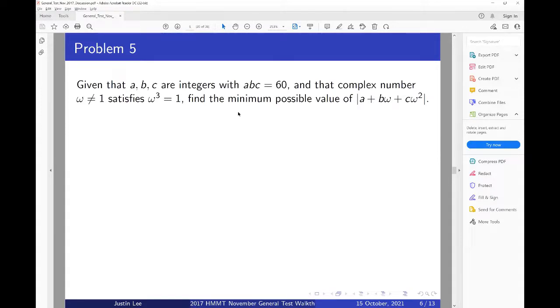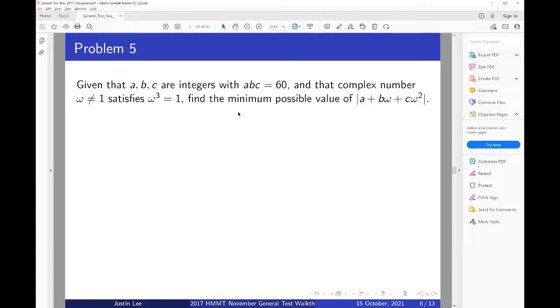Now, this is quite a weird problem in the sense that we've got a finite, although not necessarily small, number of triples of A, B, and C, and they're integers, which is quite an arbitrary condition here for an algebra problem. And we want to minimize the value of A plus B omega plus C omega squared.